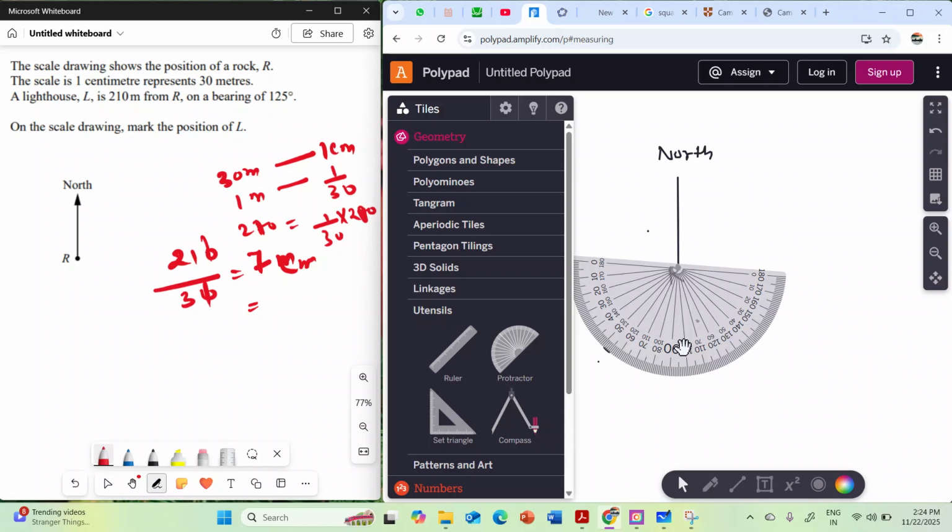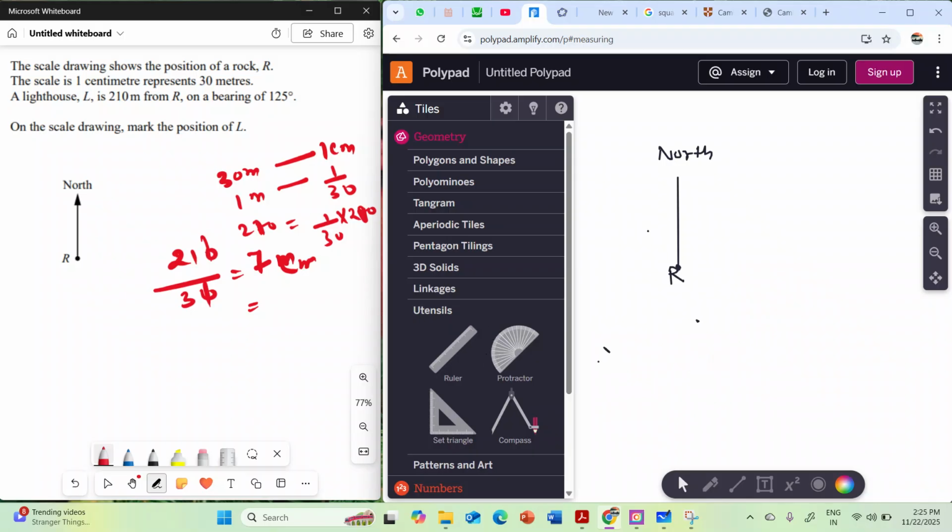Now you can use a scale. So here this is my line. I will draw this angle, and this is my line, and this should be 7 centimeters, and this is the position of L, and this is 125 degrees, and this is the answer to this question.